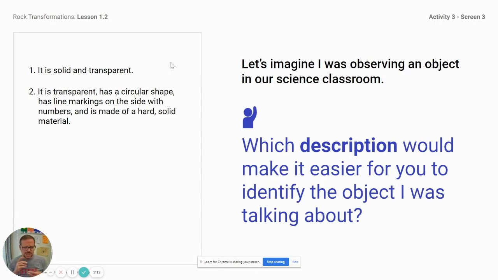So I want you to take a look at these two observations over here and tell me which one you think is better. Which one you think would make it easier for you to identify the object if I was talking about it. It is solid and transparent, or it is transparent, has a circular shape, has line markings on the side with other numbers, and is made of hard, solid material. We can obviously see the second one is a lot more detailed and gives us a lot more information so we can identify things. That's what we're looking for when we go to make our own observations after we watch this video.